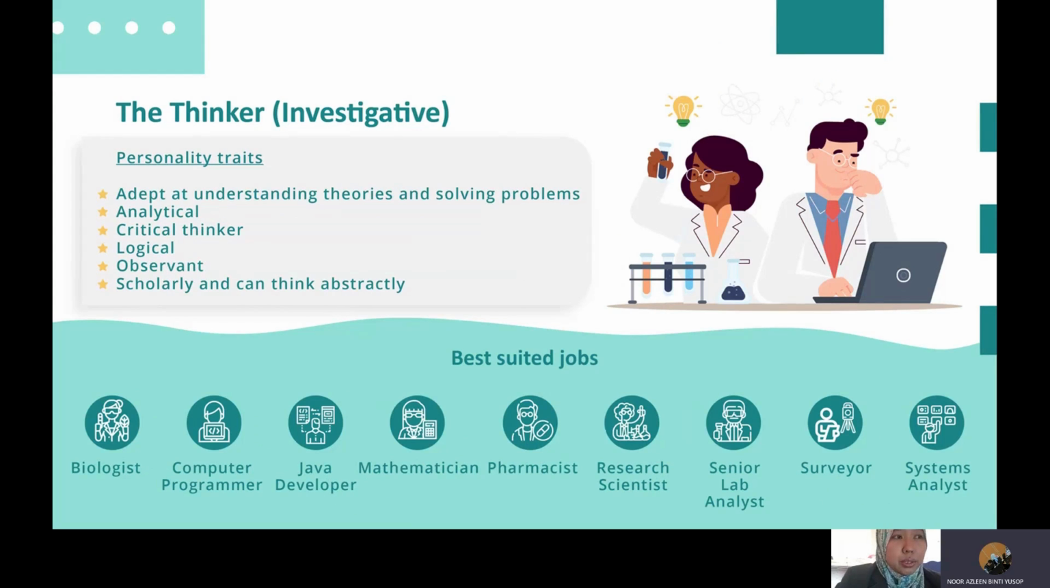Okay, let's go to the second, the investigative, also known as a thinker. Usually they have mathematical and scientific ability and enjoy working alone. The traits are being adept at understanding theories and solving problems. They are analytical, critical thinkers, logical, observant, and scholarly, and can think abstractly. Usually the jobs are biologist, computer programmer, Java developer, mathematician, pharmacist, research scientist, senior lab analyst, surveyor, and system analyst.